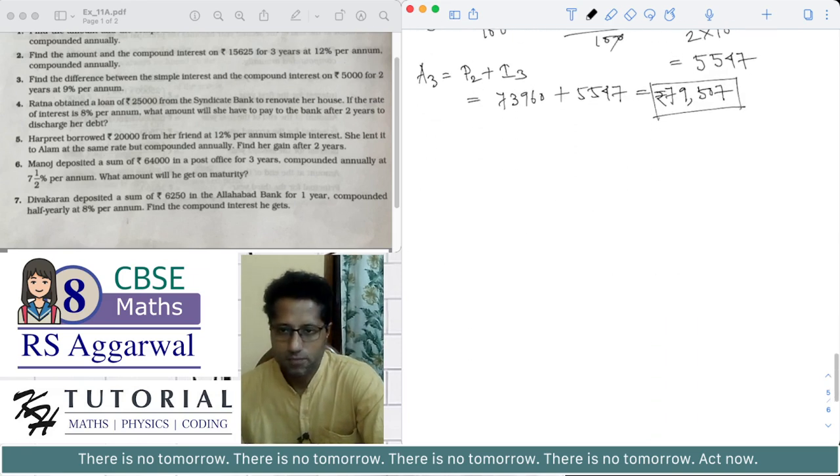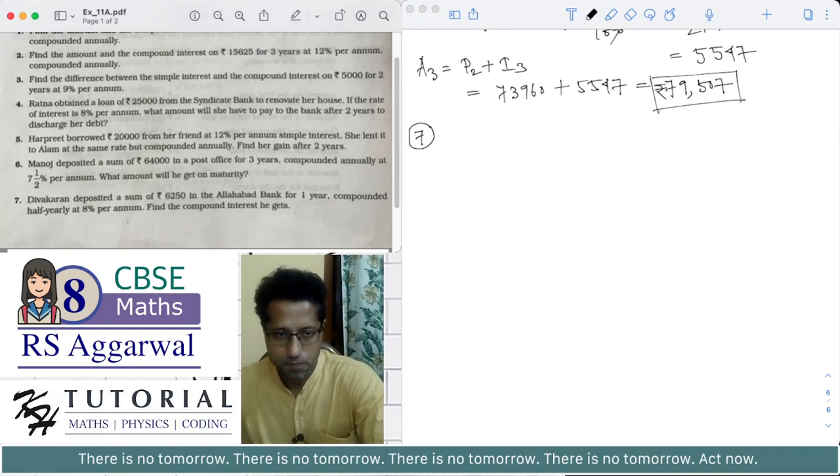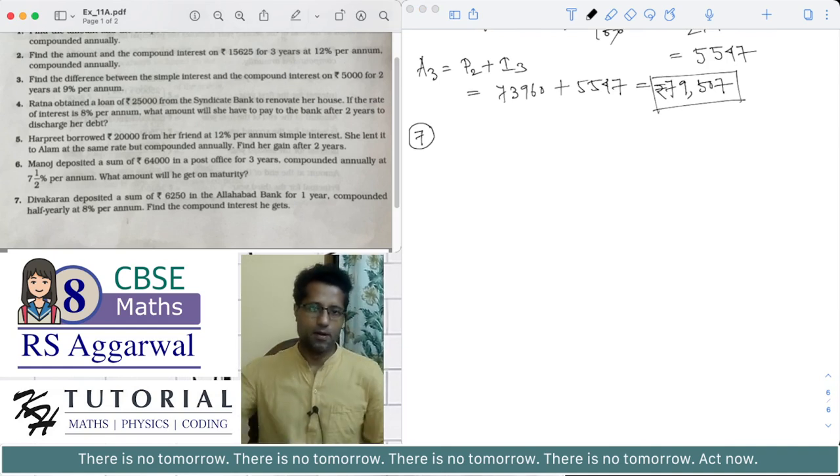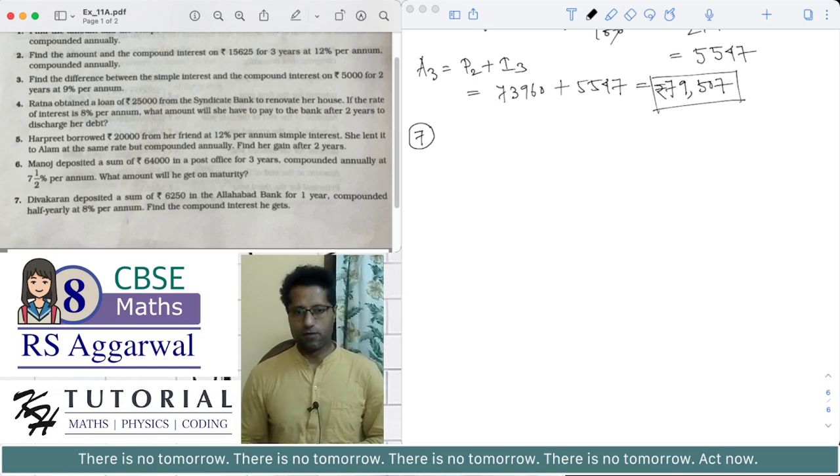Okay, let's do the last problem, that is problem number 7. Divakaran deposited a sum of rupees 6,250 in the Allahabad Bank for 1 year, compounded half yearly at 8% per annum. Find the compound interest he gets. So when you deposit money in the bank, then you obviously receive the interest. That is your earning. So whenever you deposit some amount of money in the bank, the interest calculated is compound interest.